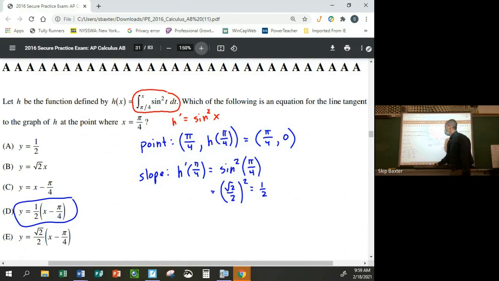The homework tonight is on Delta Math, and I think it's called sketching slope fields. Tomorrow we'll talk more about free response questions that involve slope fields.